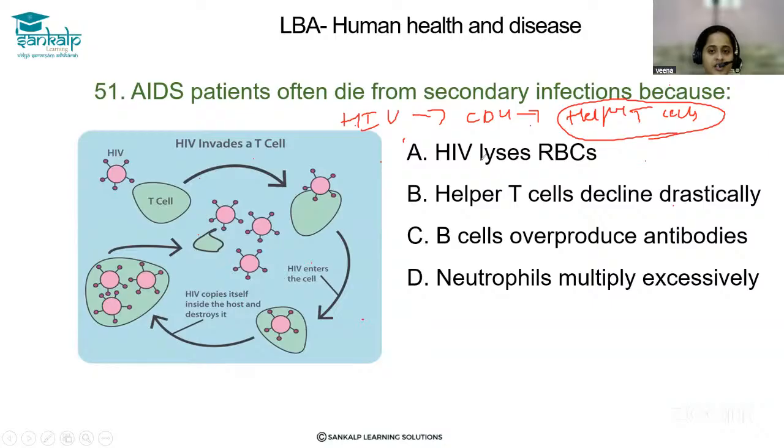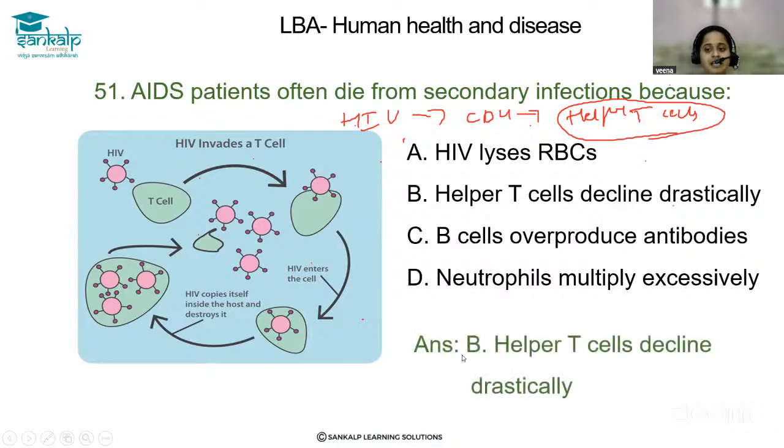So here it directly attacks the helper T cells. Because of that, what happens? The helper T cells decline drastically. So the correct option here is option B, helper T cells decline drastically.